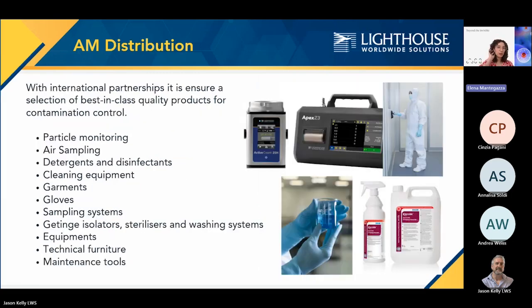Jumping to AM distribution. In this section, we work with international partners that ensure a selection of best-in-class quality products. In this case, our portfolio consists of particle monitoring, air sampling, but also garments, detergents, disinfectants, maintenance tools, and many other products.